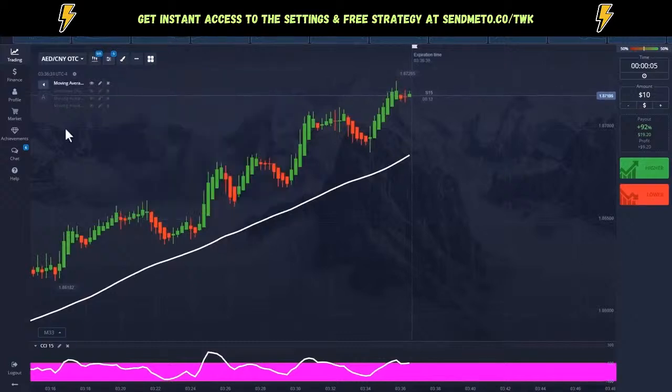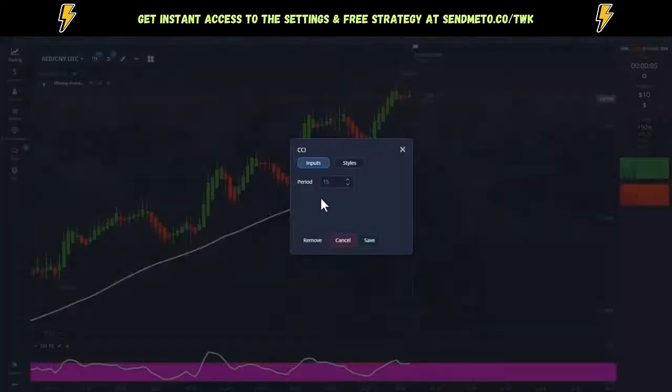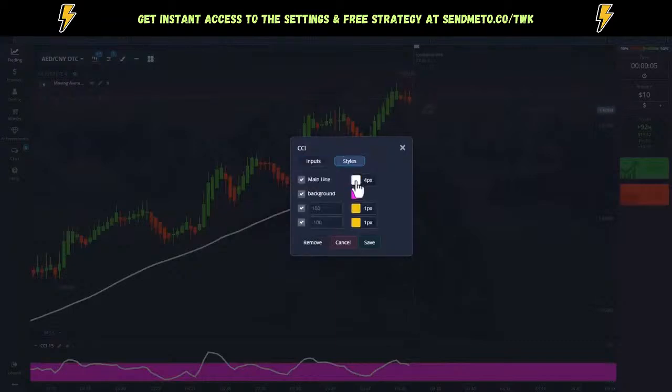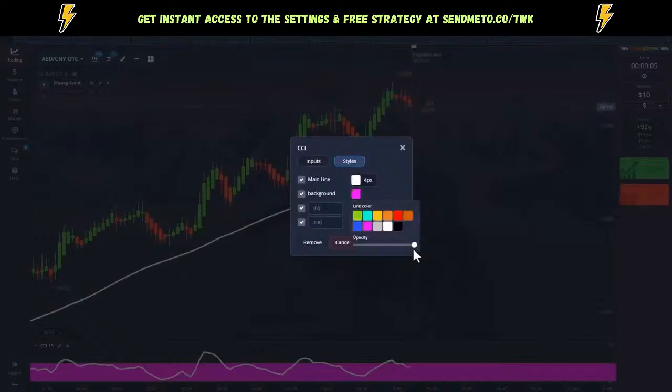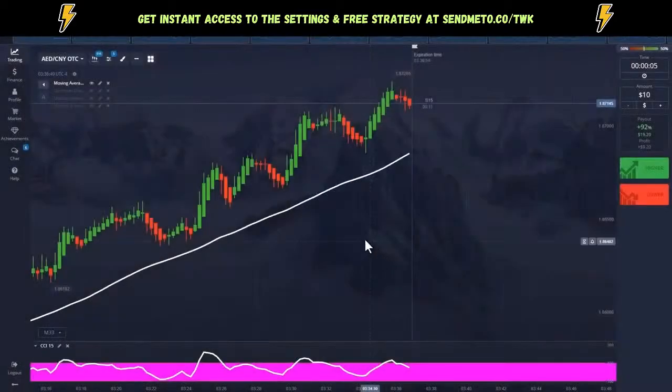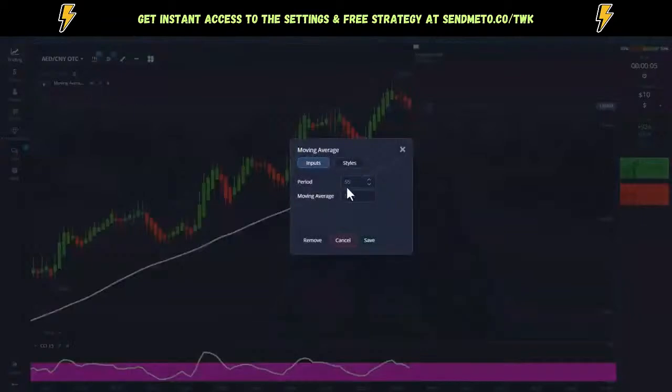Let's go set it up. For CCI, we're going to use a period of 15. Under styles, what I like to do is have white at 4, background pink, full opacity. You can make it whatever color you want. And you're going to leave the rest of it the way that it is. First moving average, we're going to set to 55 SMA. And I like to make it white, 4 pixels.